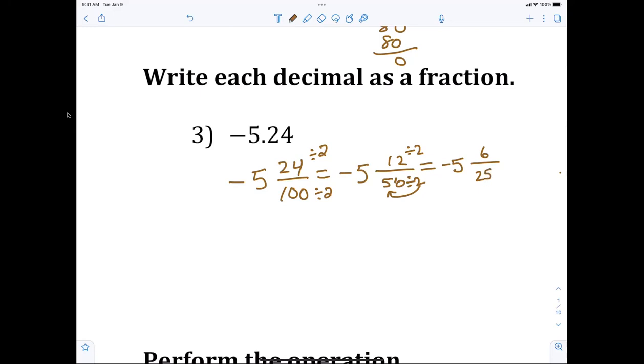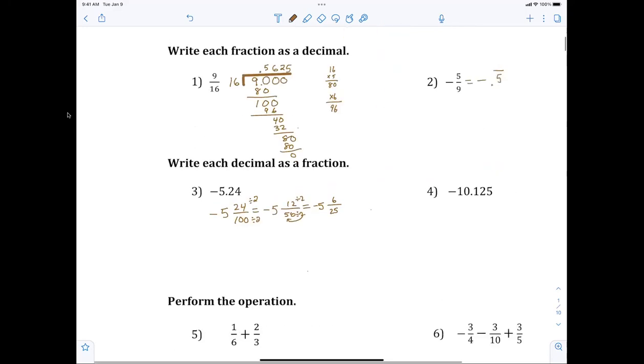All right. Anybody have any issues with the decimal to a fraction? All right, let's see what they say for number 4.